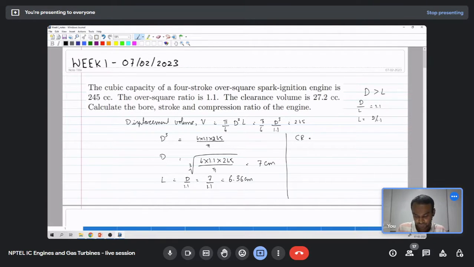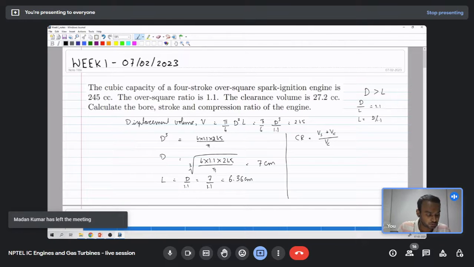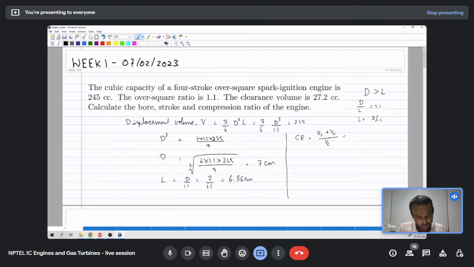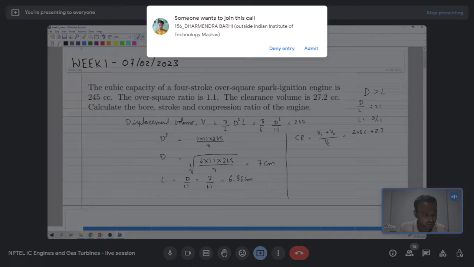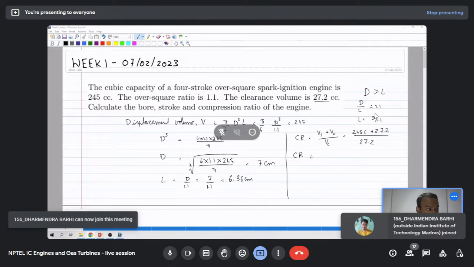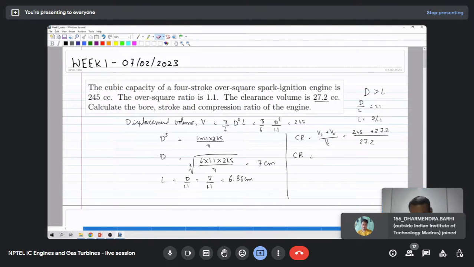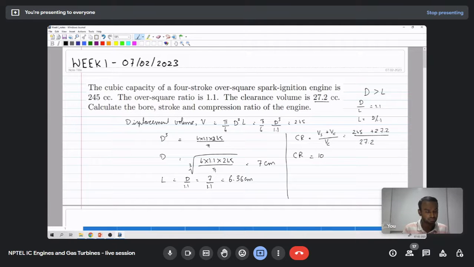Now we want to calculate the compression ratio. Compression ratio is total volume by clearance volume. So total volume is swept volume plus clearance volume. So now we know that this swept volume is 245 cc and clearance is given as 27.2. So compression ratio is 10.